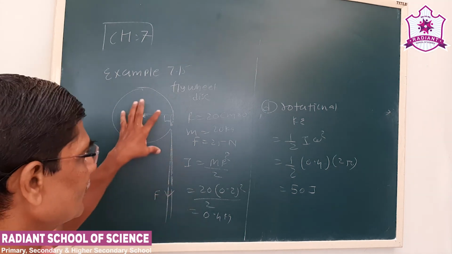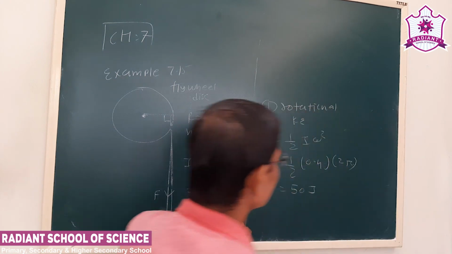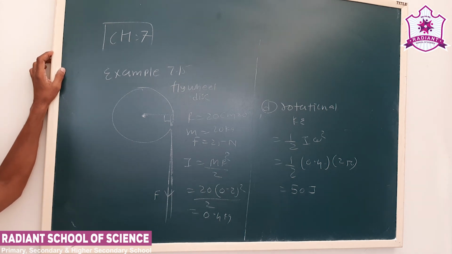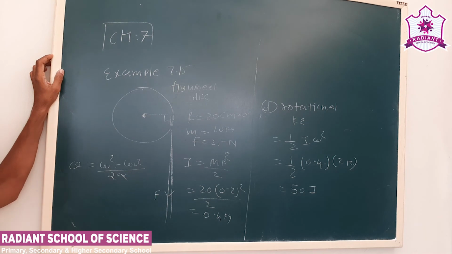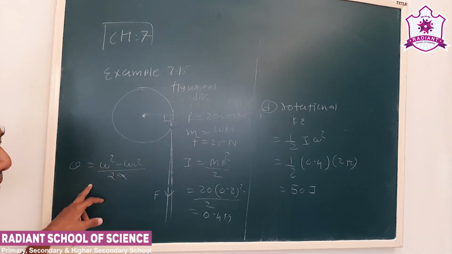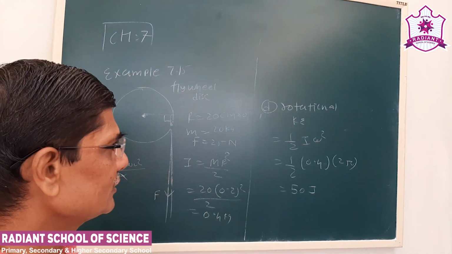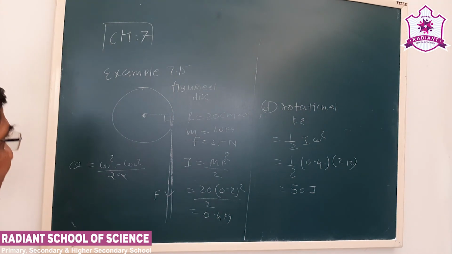Then we calculate angular displacement by using the formula L is equal to R theta, that gives the value of theta. Now see the kinematic equation of rotational motion with angular acceleration: theta is equal to omega square minus omega 0 square upon 2 alpha. We had theta and alpha both, so we obtained omega square, and finally we obtained the value of the rotational kinetic energy, that is 50 Joule. That is also equal to the work done. So this is about example number 7.15.